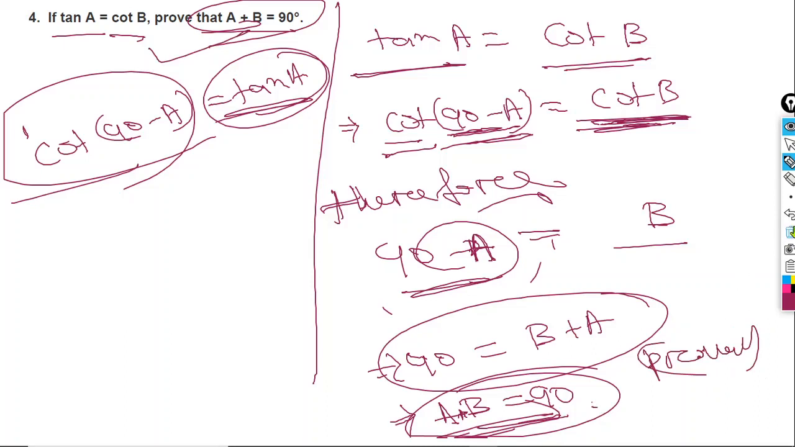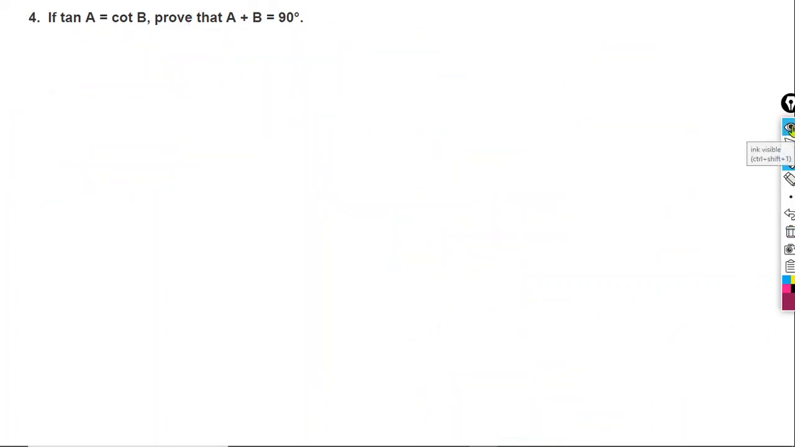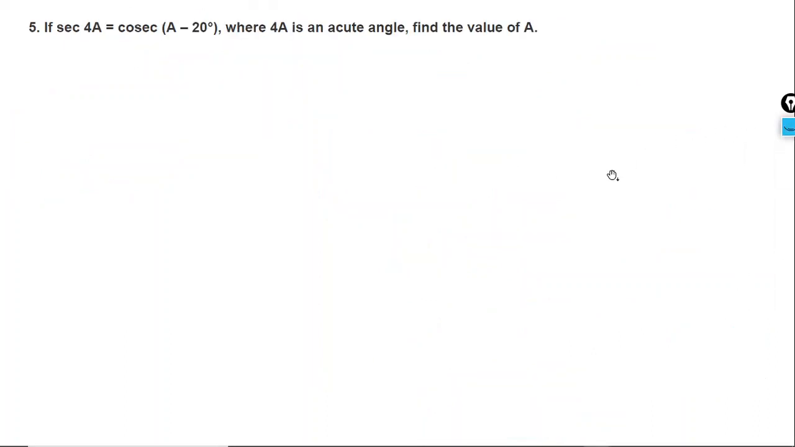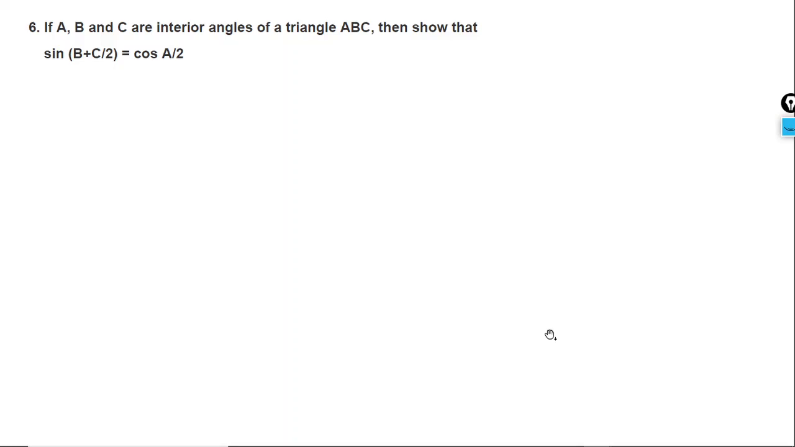Now we'll move to the last, I think it's the last question. 6, no, it's not the last. There are more questions. 5, 6, 7. Okay, question number 5 we have now.